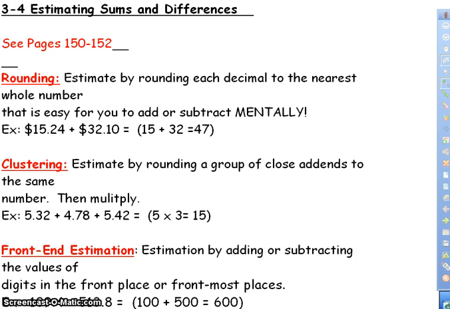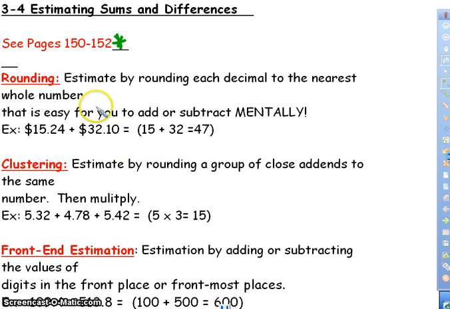Good afternoon. Today we are doing section 3.4, estimating sums and differences. You notice that I put a page number up here just to give you some extra examples to help you through estimating sums and differences. There are going to be 3 different ways that we estimate.